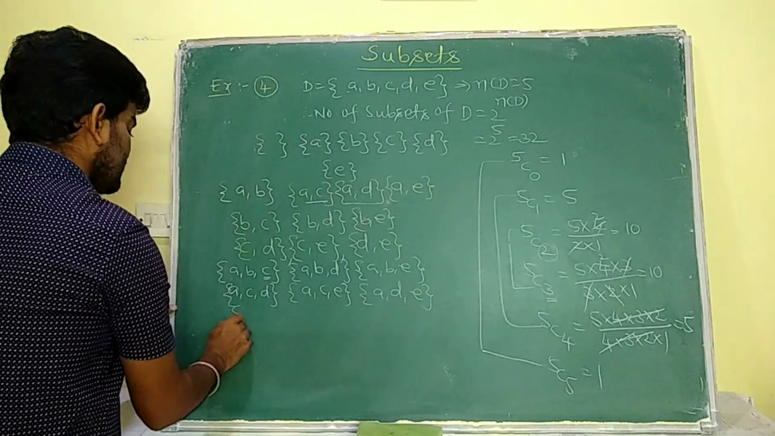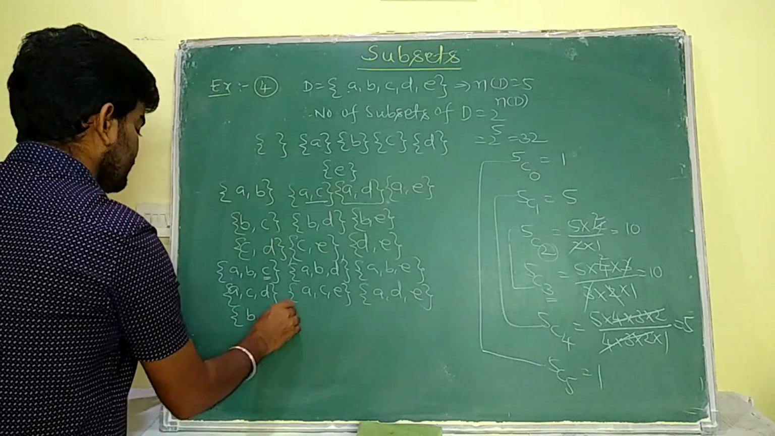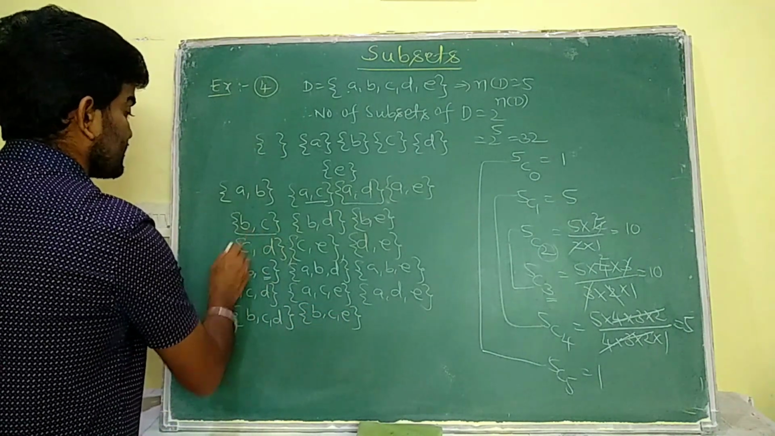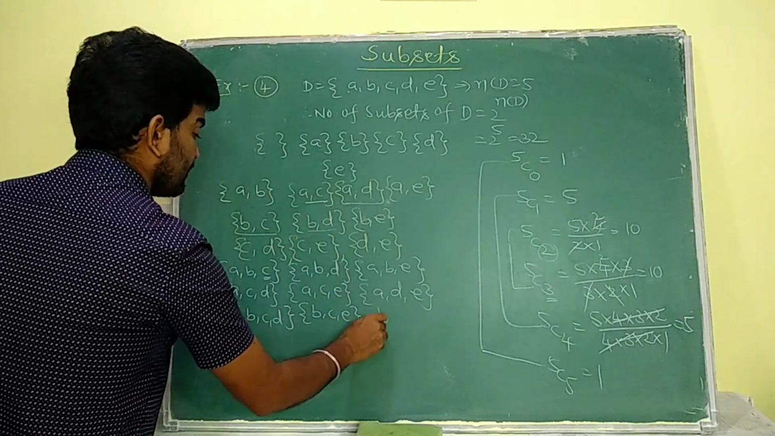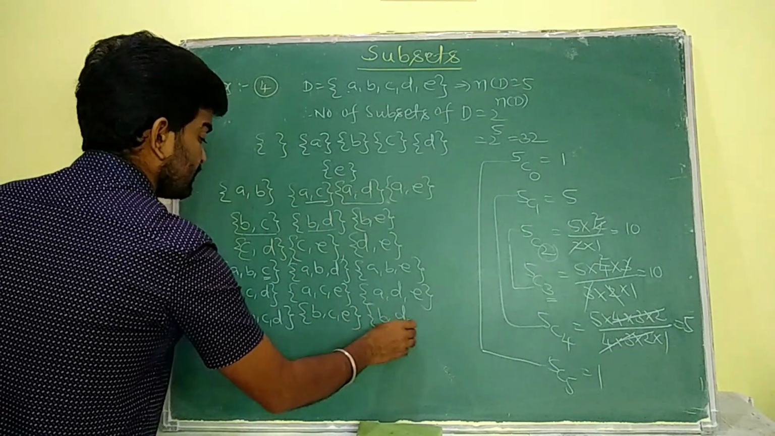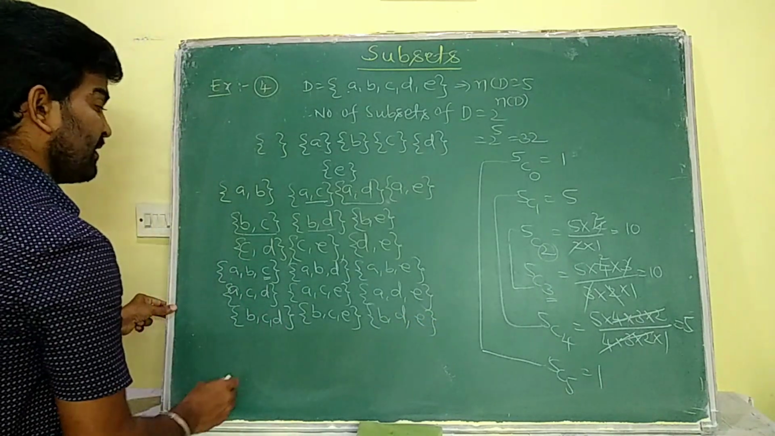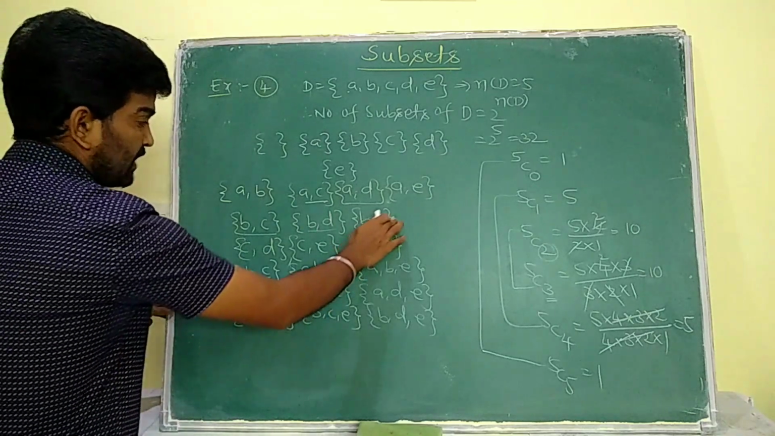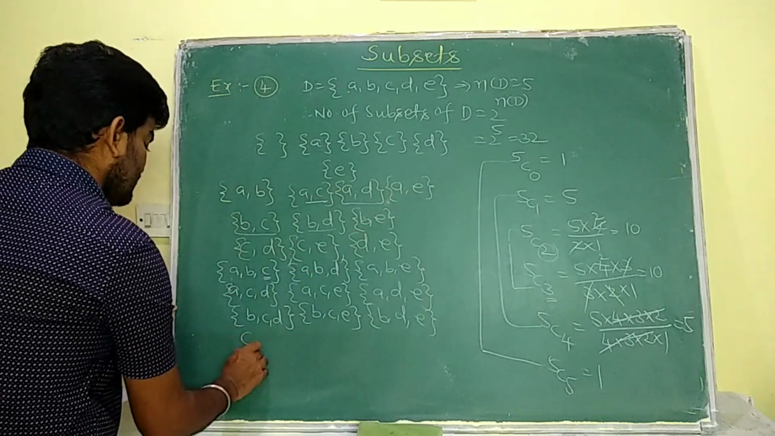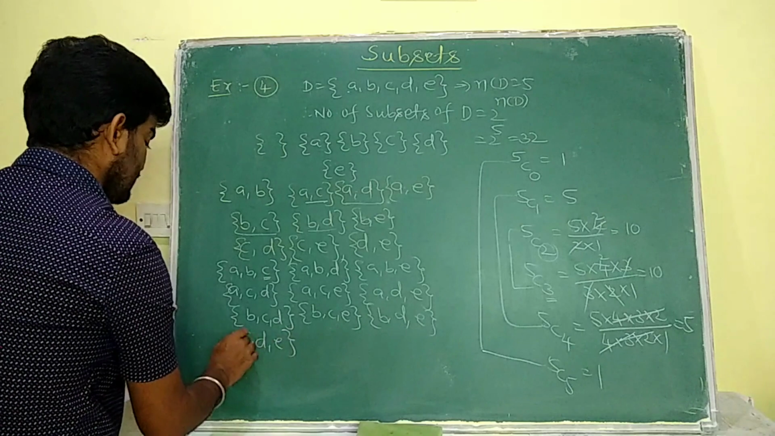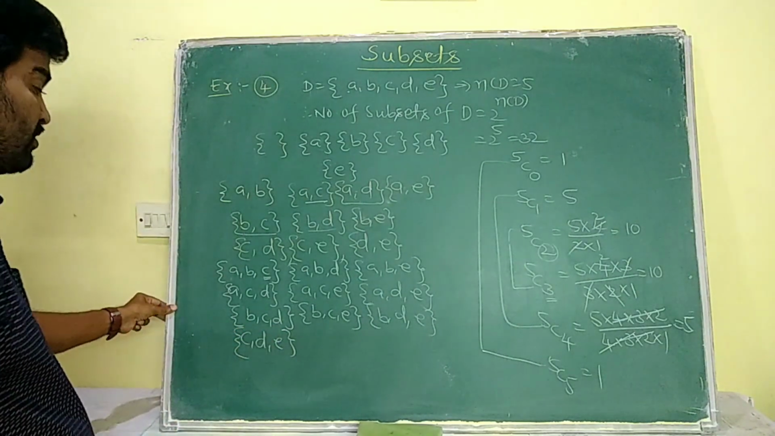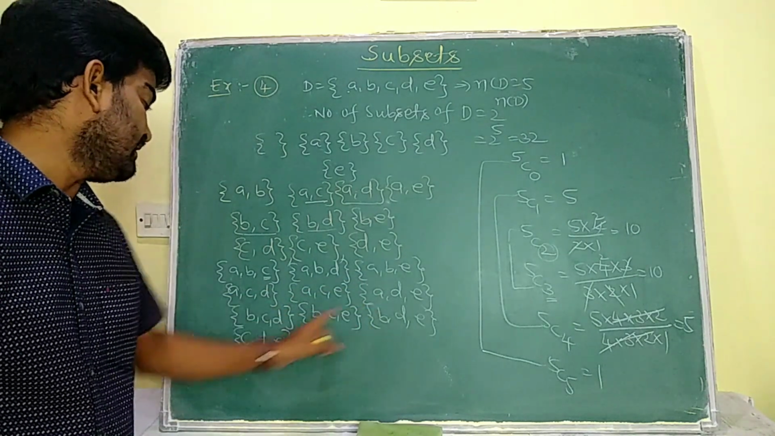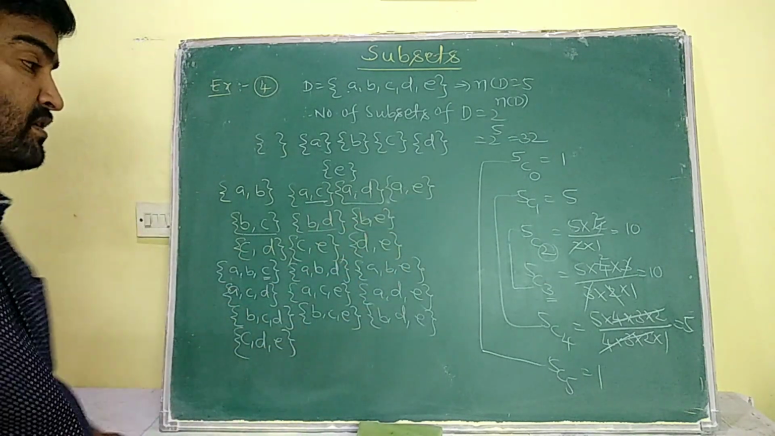Next here fix BC. BCD and BCE. With BC also the combinations are over. Fix BD. BD as 2 elements and third element as E. BDE. Those combinations are finished. BE, there is no other combination with BE. Coming to CDE, finished. Now count: 1, 2, 3, 4, 5, 6, 7, 8, 9, 10. 3 elemented subsets are also finished.